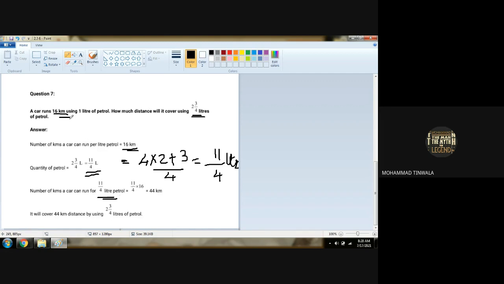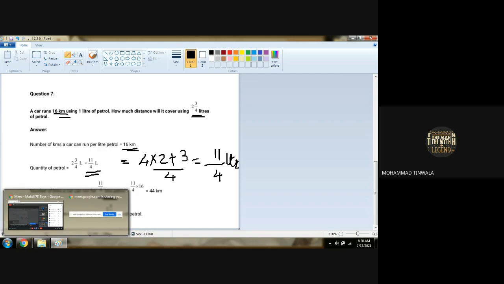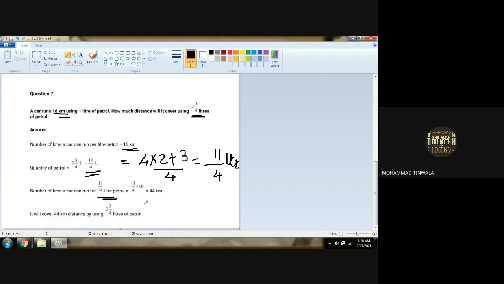16 kilometers, right? So multiply by 16, you will be getting 44 kilometers. 4 ones are 4, 4 fours are 16. So 11 multiplied by 4, we will get 44 kilometers. Therefore, it will cover 44 kilometers of distance by using 2 integer 3/4 liter of petrol. Any doubt here, boys? No, sir.